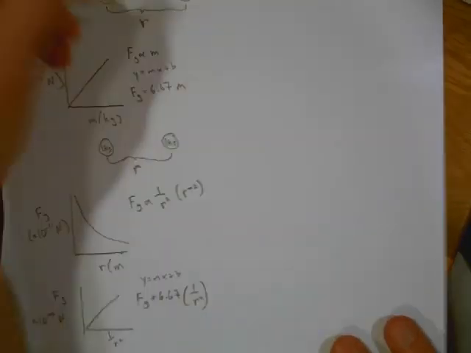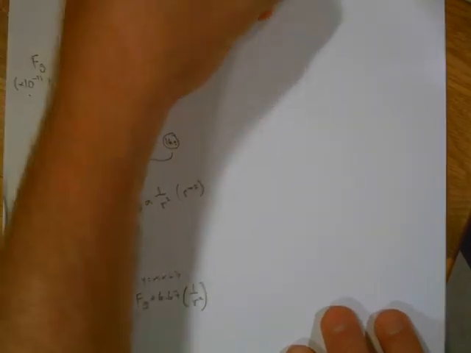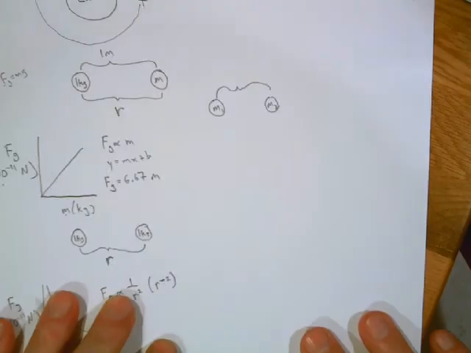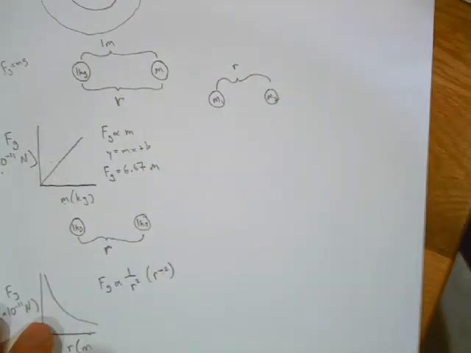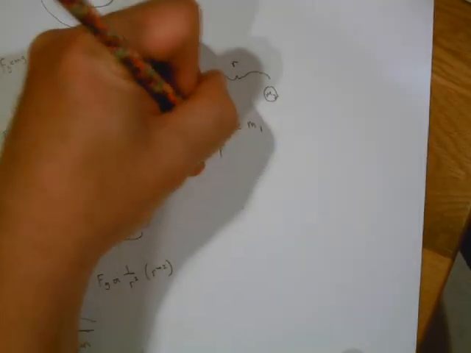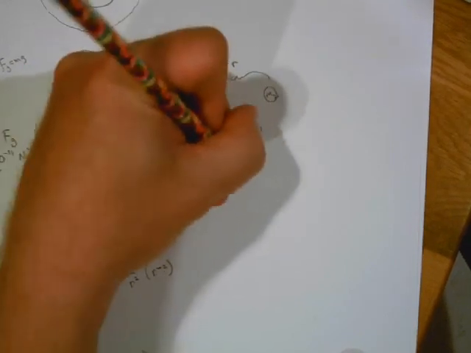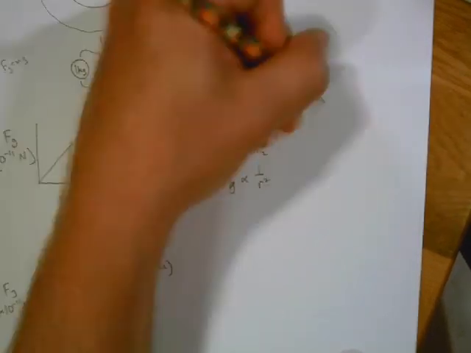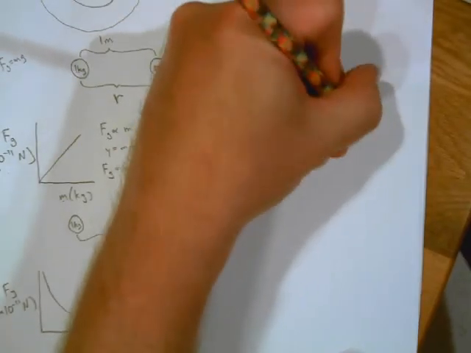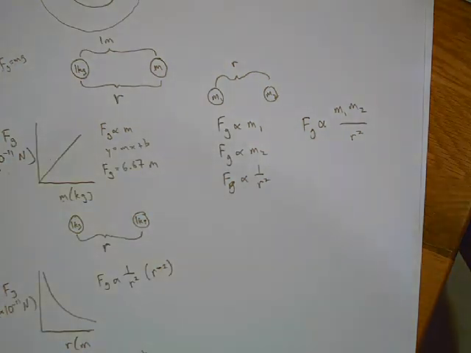So let's put it all together. If I have random mass 1, random mass 2, separated by a radius of r, you should have seen that Fg is proportional to m1, Fg is proportional to m2, Fg is proportional to 1 over r squared. Well, that means Fg is proportional to m1 times m2 over r squared. I'm just putting it all together.